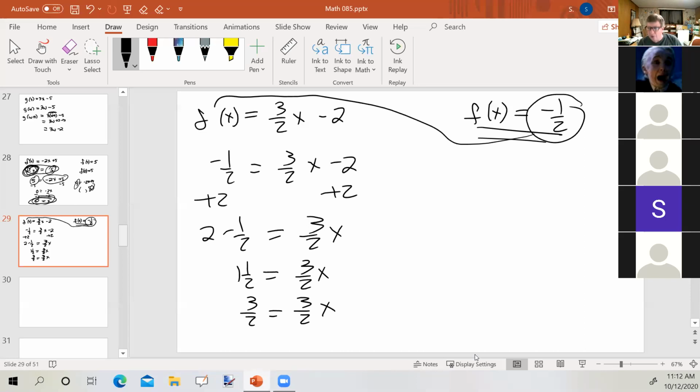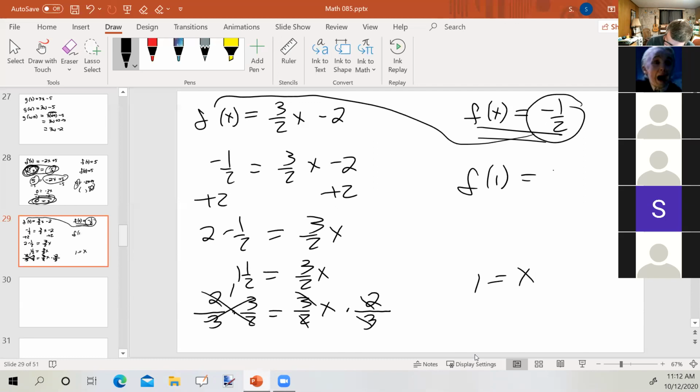So when you have a coefficient that's a fraction times the variable, what do you multiply by to get rid of that 3/2 in front of the x? Do you remember? Oh, they're reciprocal. Which would be 2/3. So x equals 1. In other words, f of 1 equals -1/2. For what value of x would the output be -1/2? For x equals 1. Okay.